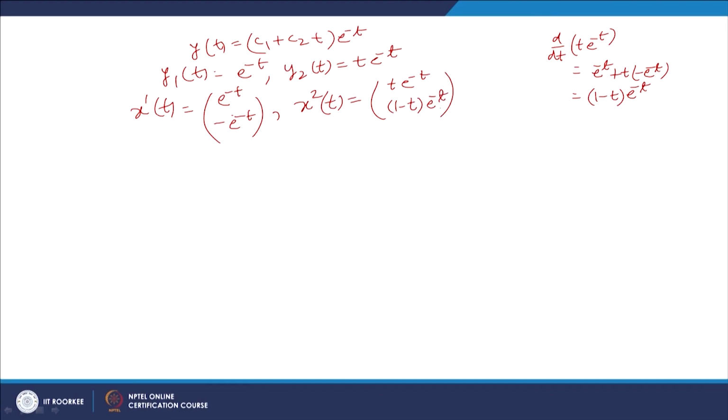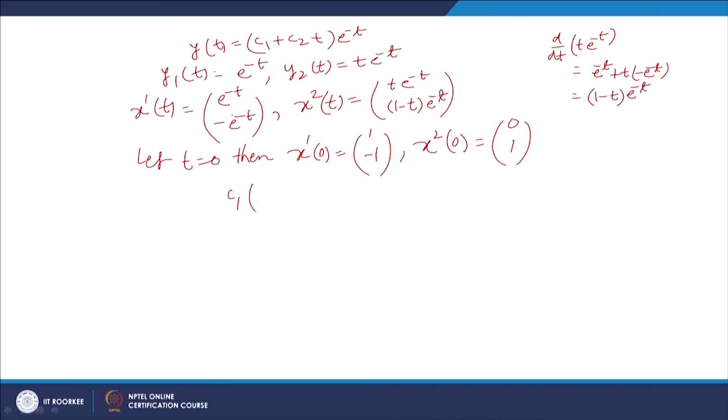Okay. Now, we can check the linear independence of these two solutions of the differential equation x dot equal to Ax. What we do is we choose a suitable value of t. Let us take t equal to 0. Then x1(0) is equal to (1, minus 1), x2(0) is equal to (0, 1). So, we have to show that these two are linearly independent.